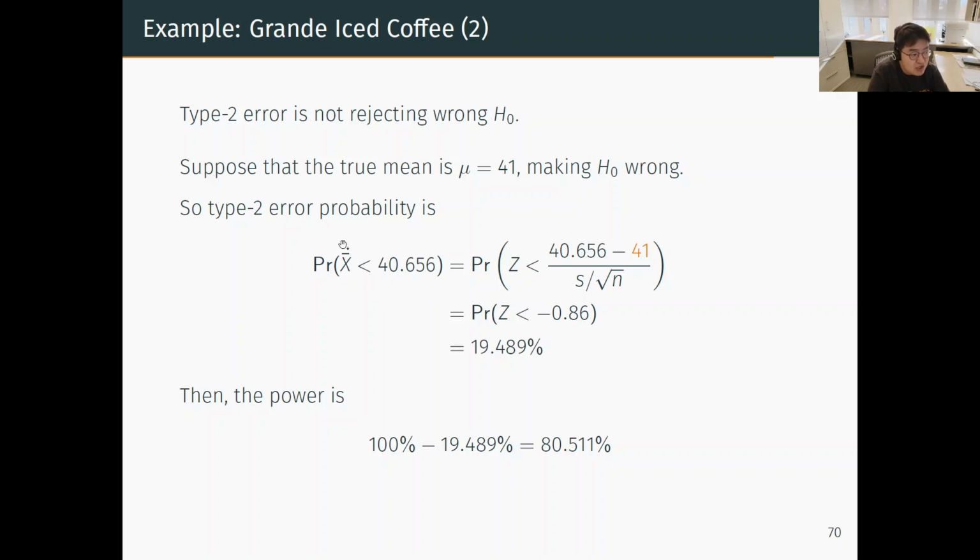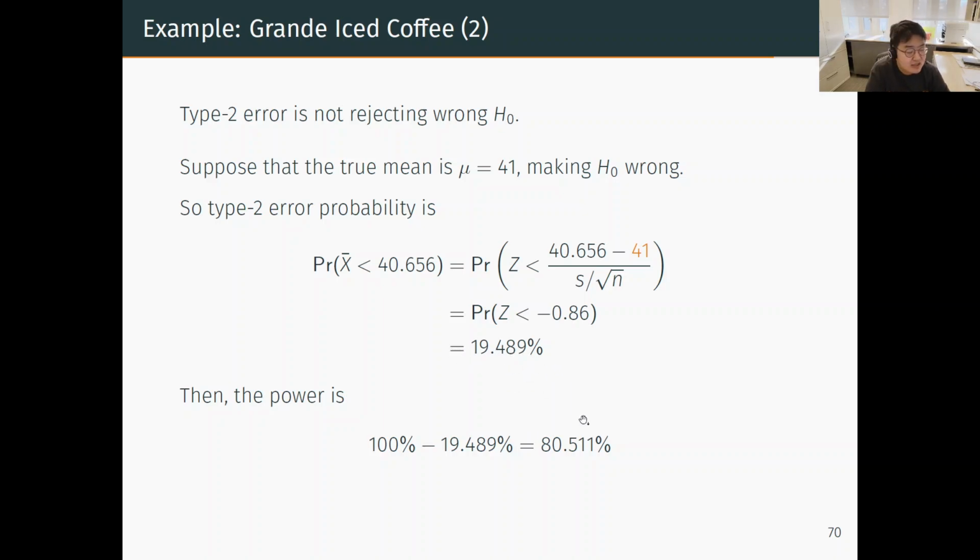Okay? So you need standardization again. But in this standardization, you are going to use the true mean that you assumed, different from the null hypothesis, right? The standard deviation and the sample size are the same as before. So you will get minus 0.86 after standardization. That is 19.489%. So this is the type 2 error probability. So if the iced coffee's temperature is 1 degree higher than the manual, you will not tell that with nearly 19%. Right? You are not going to tell if it's cold enough or not with this probability.